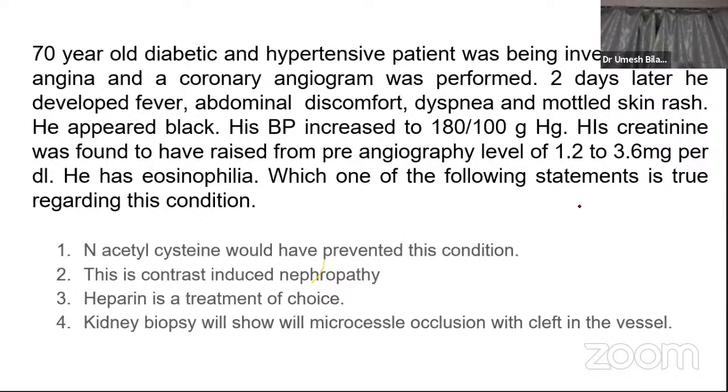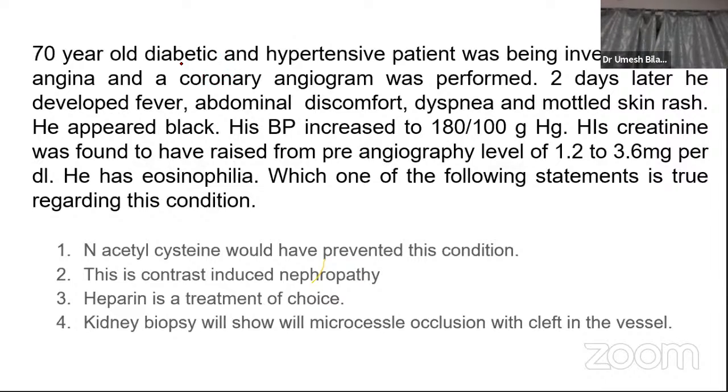So a 70-year-old diabetic hypertensive patient was being investigated for angina. This is a 70-year-old man, he is diabetic and hypertensive. He was investigated for angina and a coronary angiogram was performed. Two days later, he developed fever.